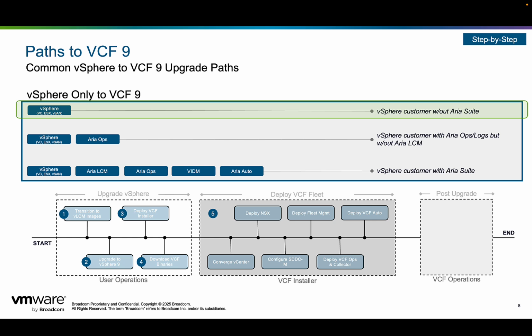It will deploy an instance of the VCF Fleet Management appliance, along with an instance of the VCF Operations and a VCF Operations collector. Optionally, it can also deploy an instance of VCF Automation. Note that if you choose not to deploy an instance of VCF Automation at this time, it can always be deployed later as a day 2 operation.